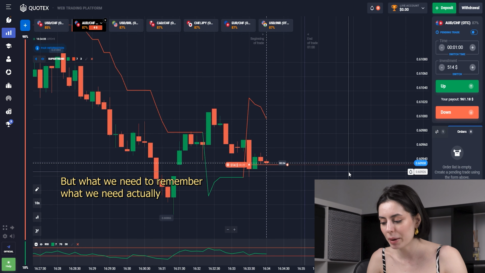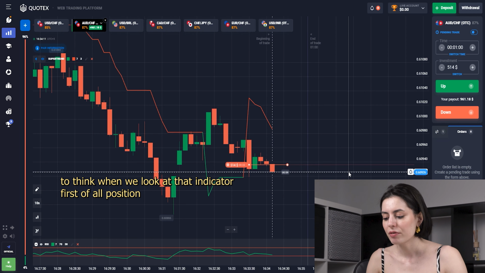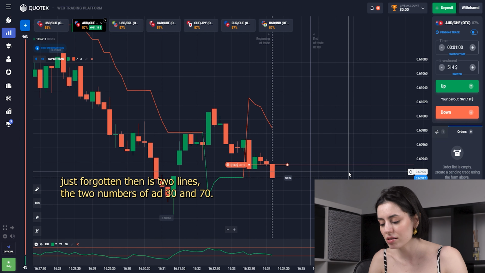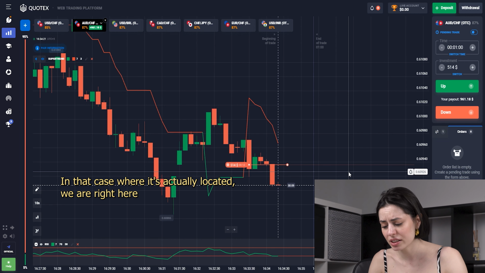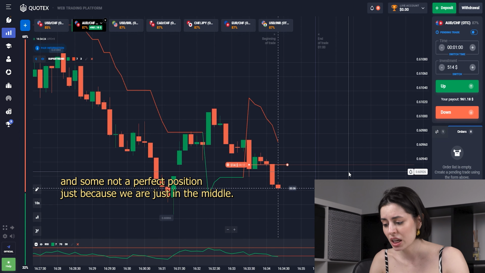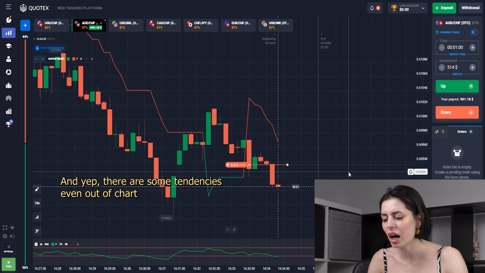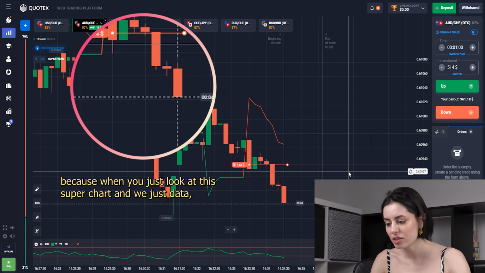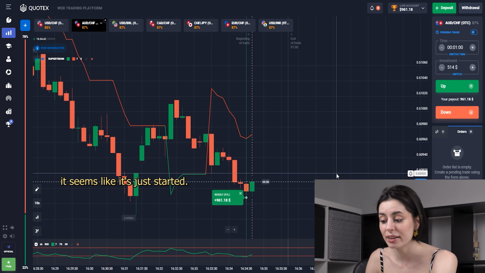But what we need to remember, what we need to think when we look at that indicator, first of all, is position, regarding these two lines and two numbers, like 30 and 70 in that case, where it's actually located. We are right here in not a perfect position, just because we are in the middle, and yep, there are some tendencies even out of the chart that we are getting downward. And this super trend could actually mislead you a little bit, because when you just look at this super trend and then this orange candle, it seems like the tendency just started.